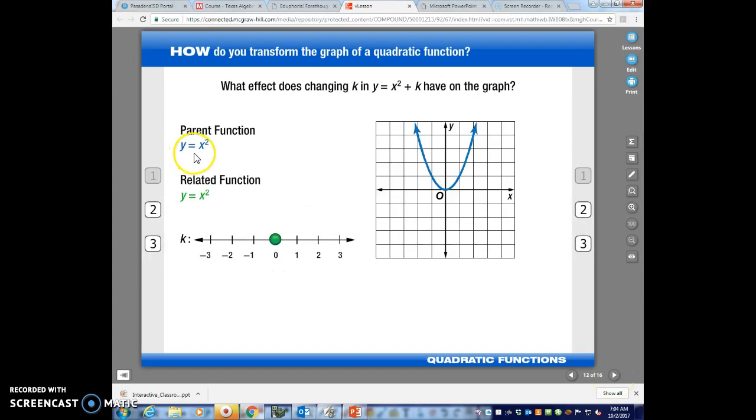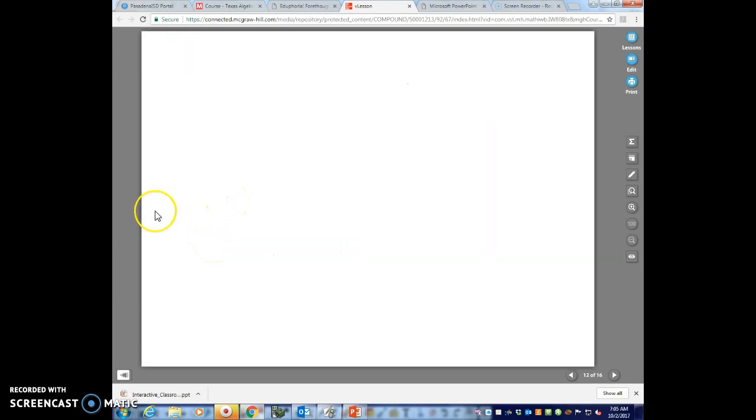Okay, so looking here, the parent function is y equals x squared, the related function, okay? Let's see what happens when we make this y equals x squared plus 1. What do you see that happened? It moved up. Now keep in mind, it did not get thinner. It's just whenever this moves up, it looks like it went thinner. So what do you think is going to happen when it's x squared plus 2? It moves up 2. Plus 3, it moves up 3. So what about minus 1? It goes down 1. Minus 2 goes down 2. Minus 3 goes down 3. So if it's ever x squared plus or minus a number here, it's either moving up or down.